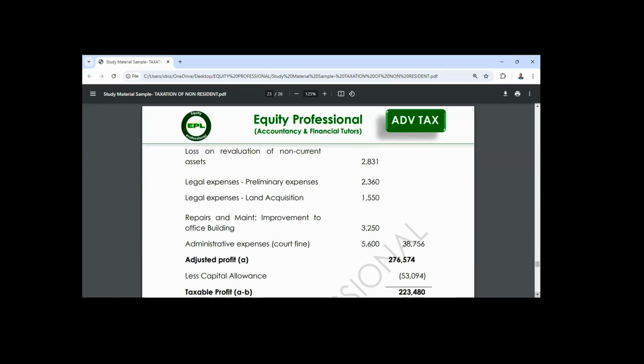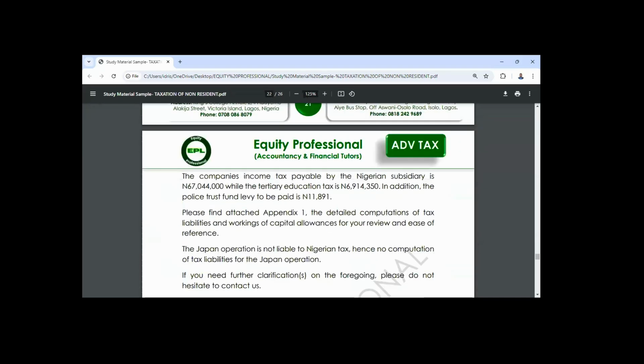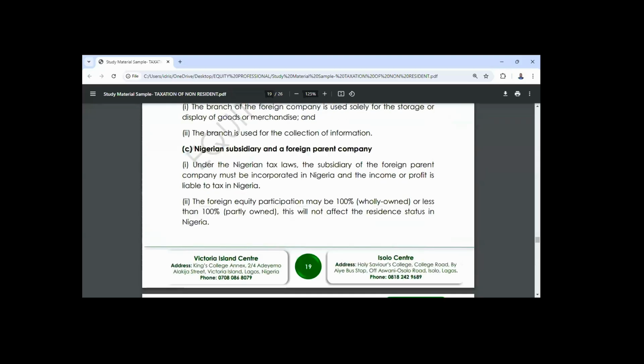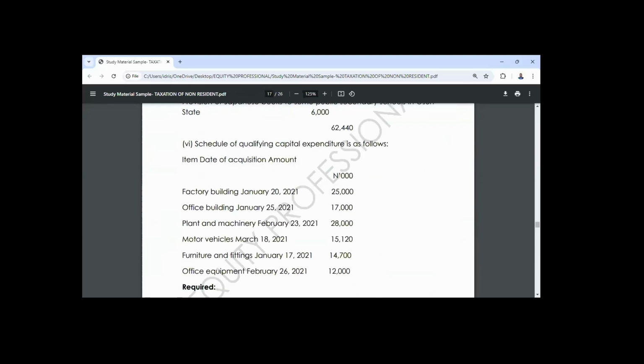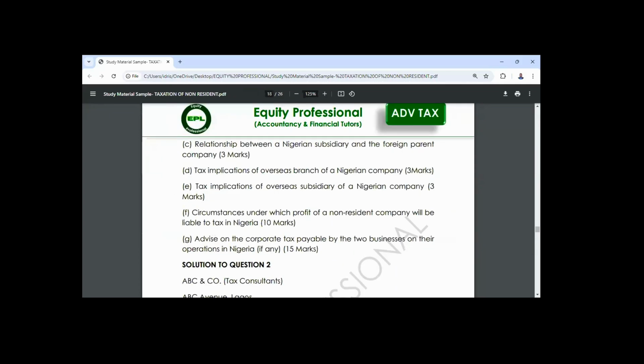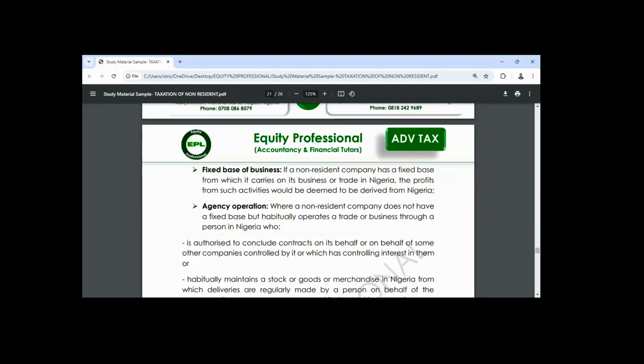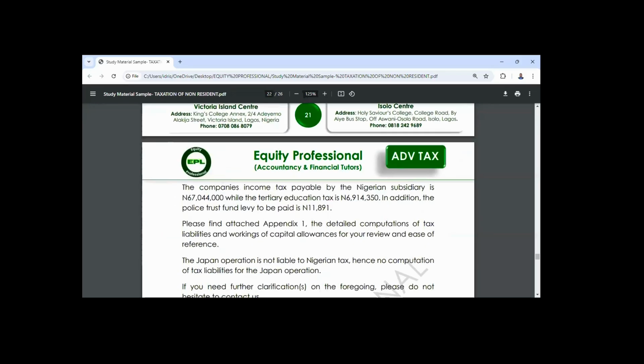When you add all those disallowable expenses back to the net profit, you are going to get adjusted profit of 276,574. In the question, we are not giving capital allowance directly. We are giving qualified capital expenditure. So the examiner asks us to compute capital allowance. So part of our note is to compute what? Capital allowance.